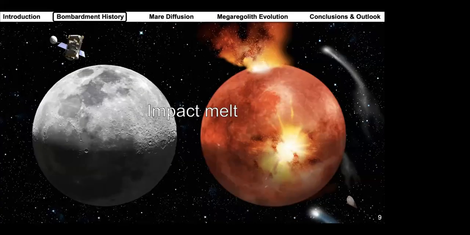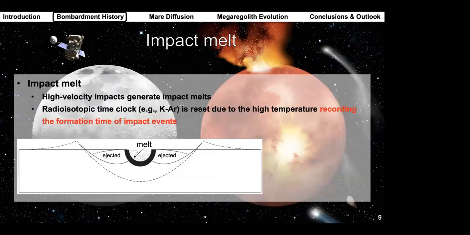Then the impact melt. As I mentioned, impact melt is the product of the hypervelocity impact cratering process. This process generates a great amount of energy and heat, and generates very high temperature. So some of the target materials will be heated and then melted. The very important thing to remember here is that the isotopic time clock of this melted material is reset due to this high temperature.